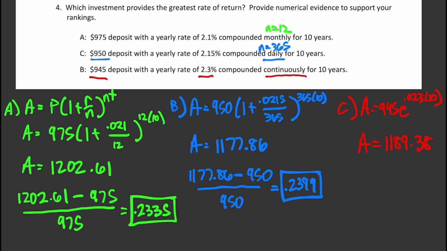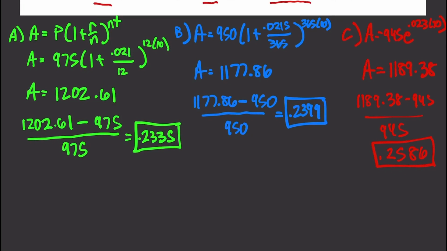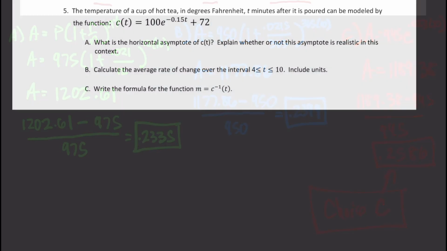1189.38. And to get this rate of return, I'm going to take that value, subtract the original, divide by the original, and that's going to equal what I get, 0.2586. So now, if you look at your three rates of return, which one is the greatest? Obviously, it's going to be this one, so I'm going to say choice C. And all my work is illustrated there.